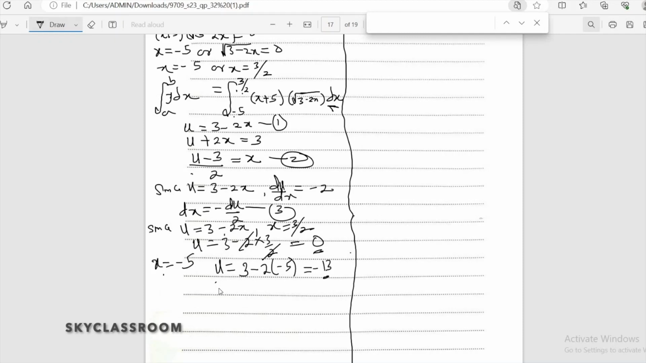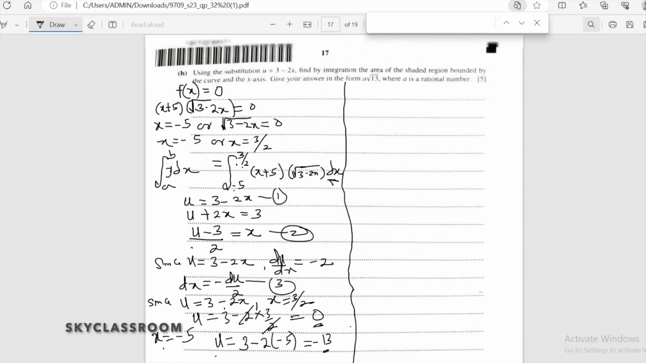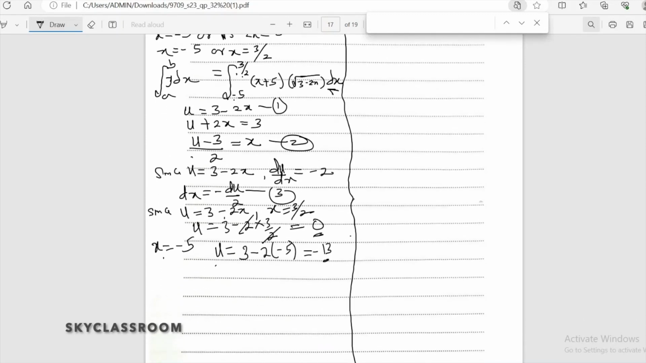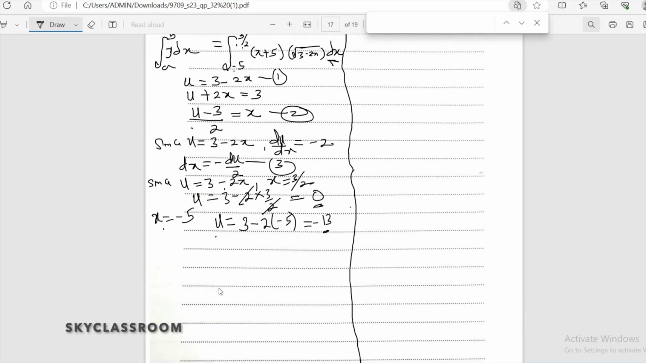So when x is minus 5, u is 3 minus 2 times minus 5. It gives us 13. So we can now go back to our integral. Remember that 3 over 2 has turned to the lower limit 0, and the former lower limit has given us the upper limit 13.